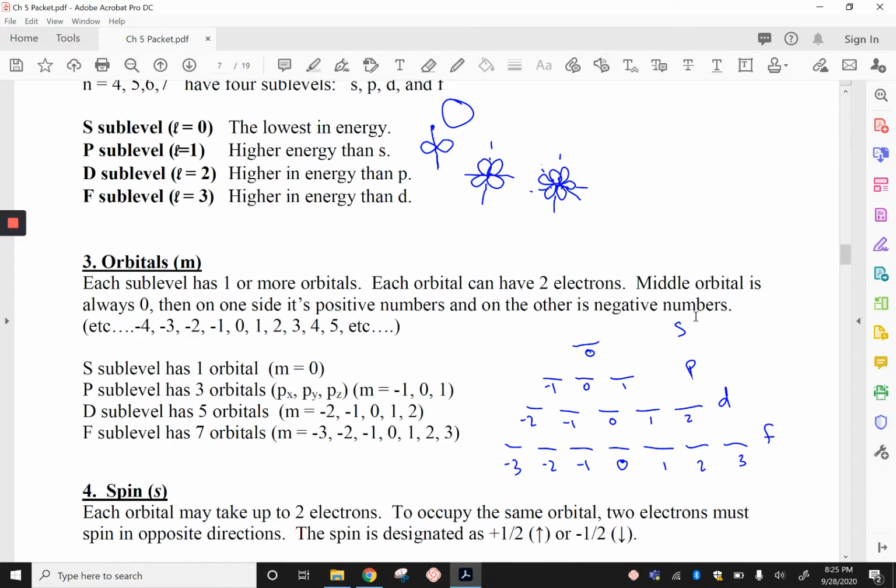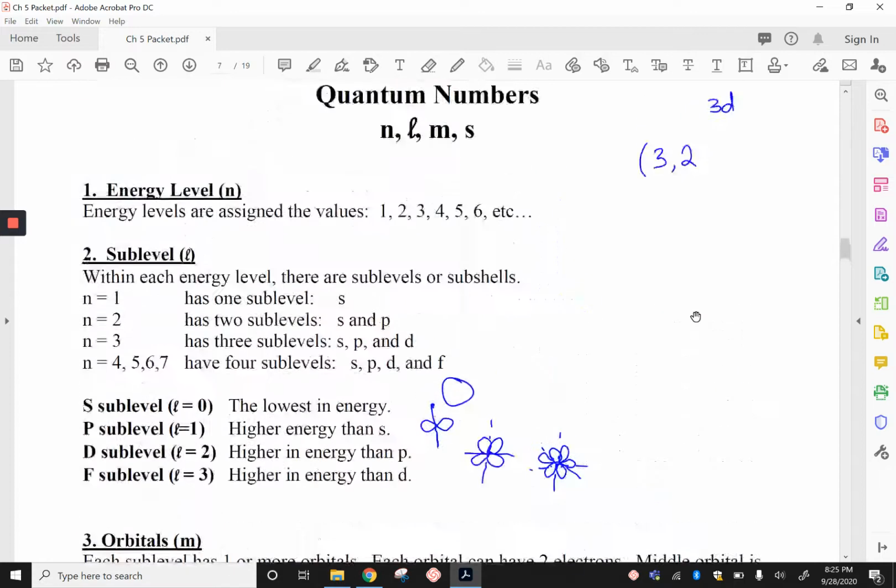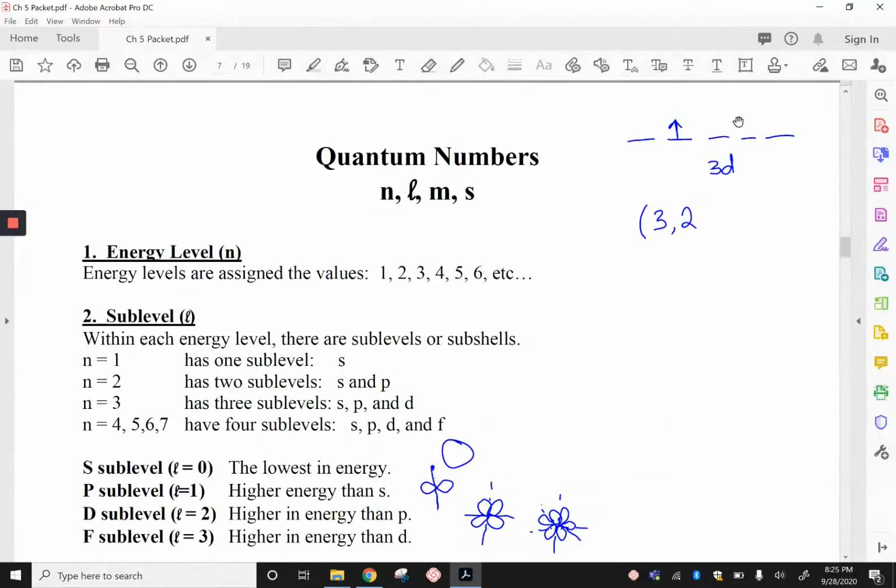So let's go back to our electron that we were trying to find the address for, which is right here, and let's come up with the orbital. So this would be 0, this would be 1 and 2, -1, -2. And so my electron there is on the orbital number -1. And so that's its third quantum number.